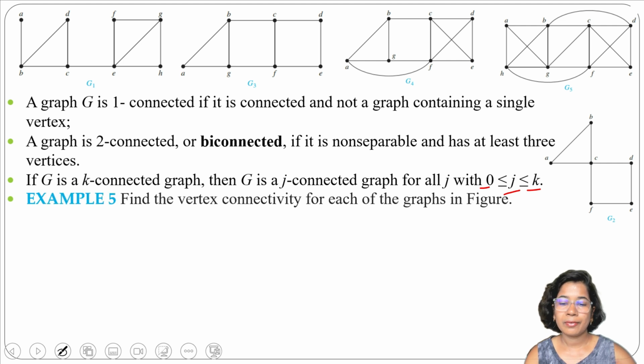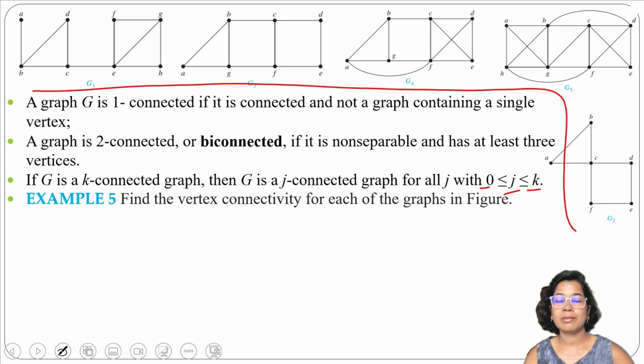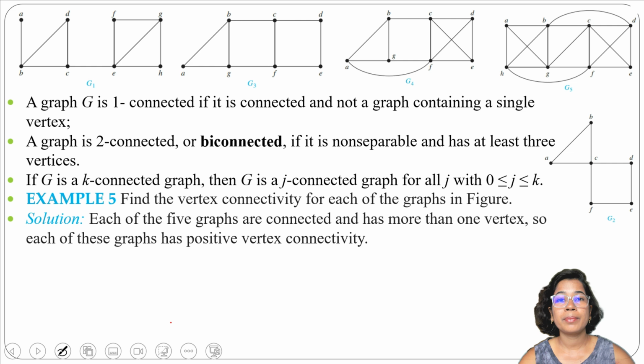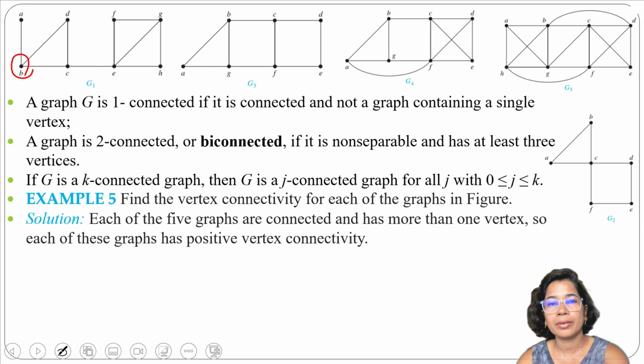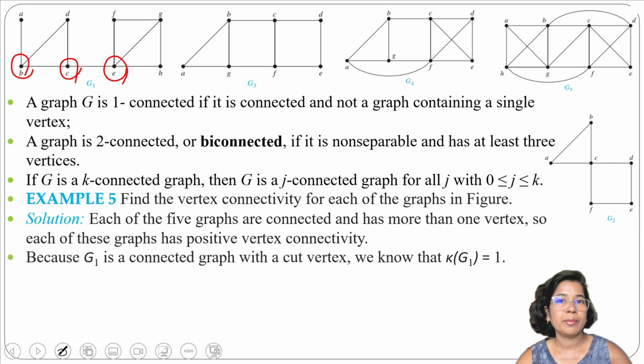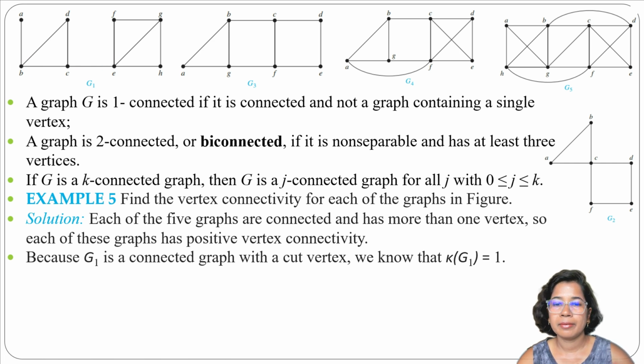Now example 5: find the vertex connectivity for each of the graphs in the figure. These are the graphs. There are 5 graphs. We need to find the vertex connectivity for each graph. You can see all graphs are connected and all have more than one vertex, so all have positive vertex connectivity. Now check the G1 graph. In G1, B is a cut vertex, C is a cut vertex, E is a cut vertex. As cut vertices are present, it is 1-connected. K of G1 equals 1. Removal of one vertex will make this graph disconnected.